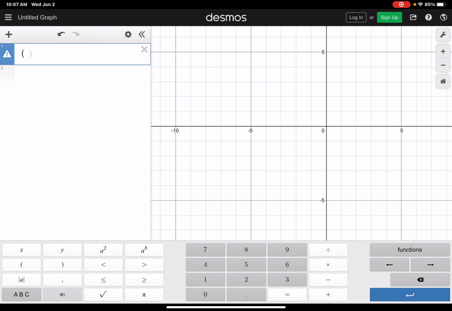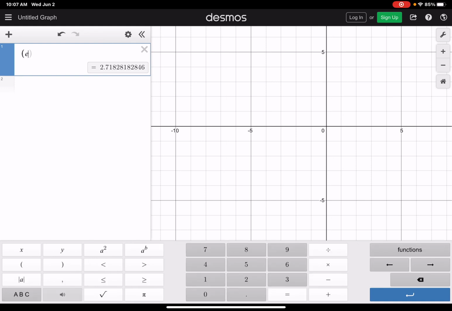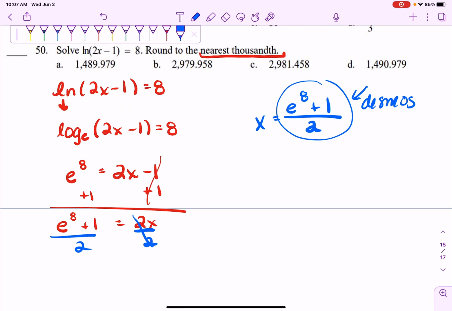If you look at all of these, you don't see the letter e, but there's an ABC button in the bottom corner. If you hit that, then you can see your e is there. Then I'm just going to hit 1, 2, 3 to go back to my other screen. So e to the 8th, I'm going to move to the right, plus 1, and close your parentheses. Hit your divided by, and put your 2 on the bottom, and I get 1490, yada, yada, yada, or 1,490. So on this one, it's going to match D.